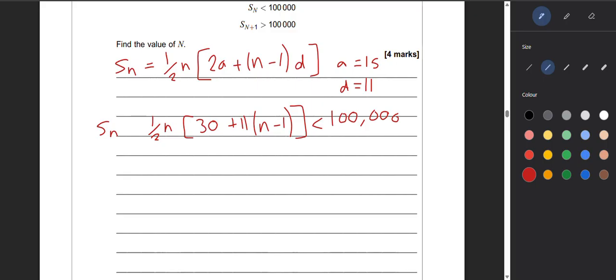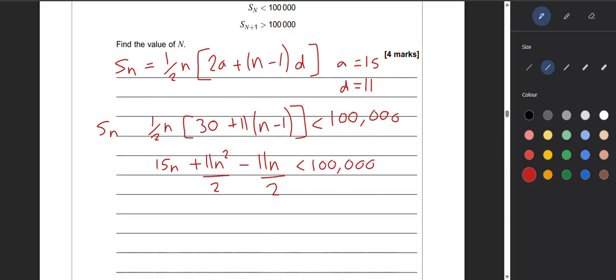And then I'll do the other one in a moment. So let's just expand all that out. So a half n, that would be 15n, we'll multiply that by 30. Then we're going to end up with 11n squared over 2. And then that'll be minus 11n over 2, sorry. And that'll be less than 100,000.